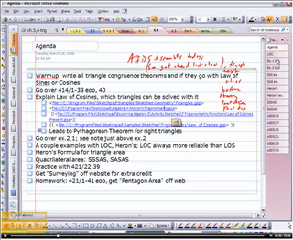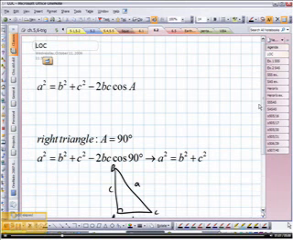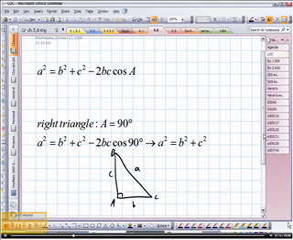The formula for law of cosines appears right here. A squared is equal to b squared plus c squared minus 2bc cosine of A. This is for any oblique triangle. All right, so let's just draw that in. Alright, this is for an oblique triangle.